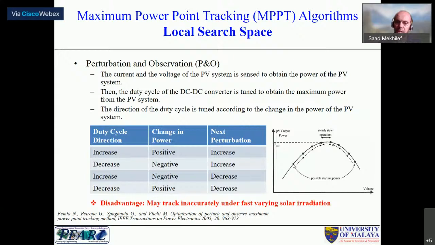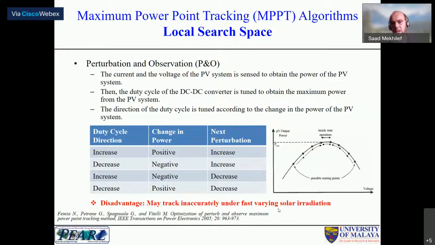So this is a possible starting point, and then you check the increase in power. Is it positive? We measure the next value of power. If it is positive, then we move until it becomes negative, which means we have to move in the opposite direction till we get the change in power to be 0. When the change in power is 0, that corresponds to the MPP.